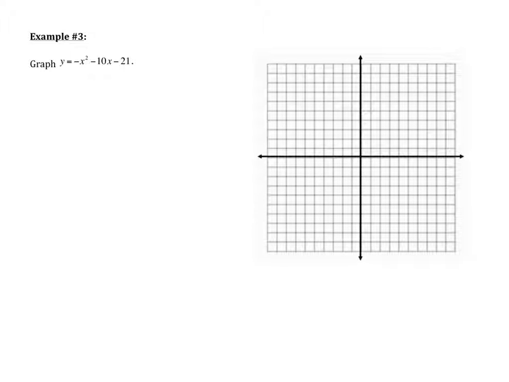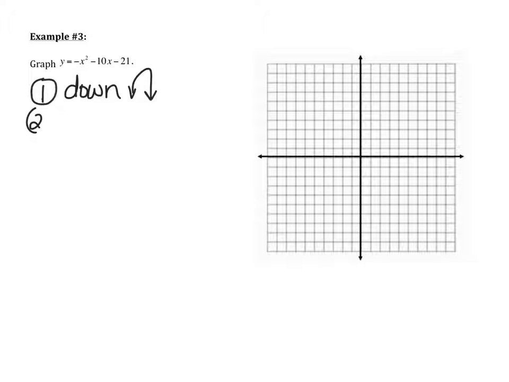It says graph y equals -x squared minus 10x minus 21. So following our 5 steps, the first thing we're supposed to identify is whether the graph is going to open up or down. Since our a value is negative, that means that our graph is going to be upside down. So it's going to look like a parabola, like an upside down U.